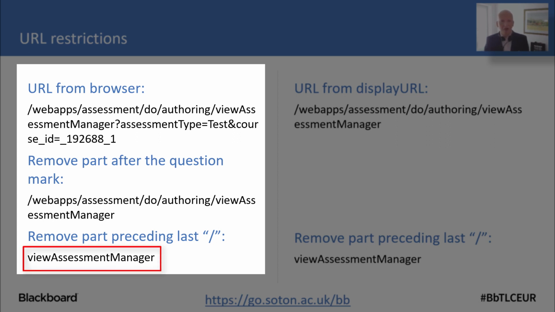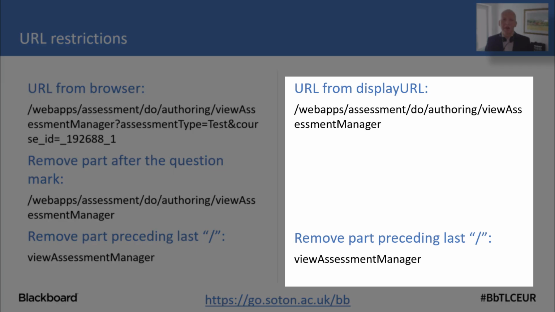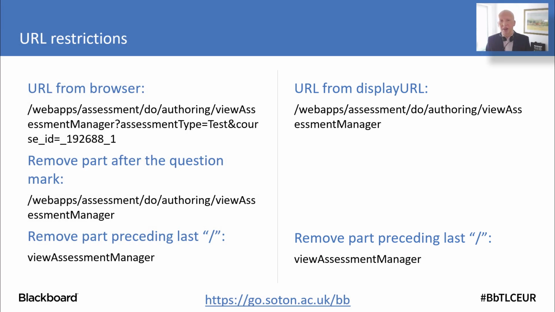Now on the right, what we got from display URL is actually the same. We have View Assessment Manager. So in this case, they are the same, and we would use that as our URL restriction.